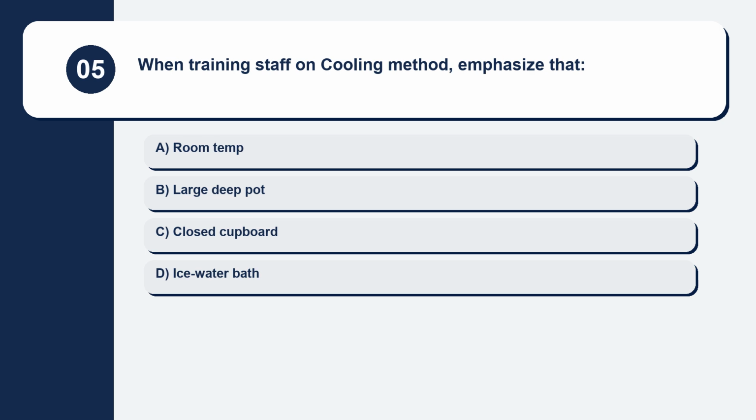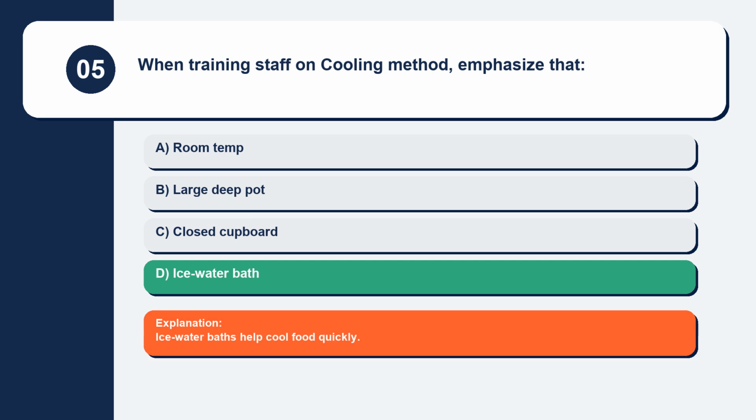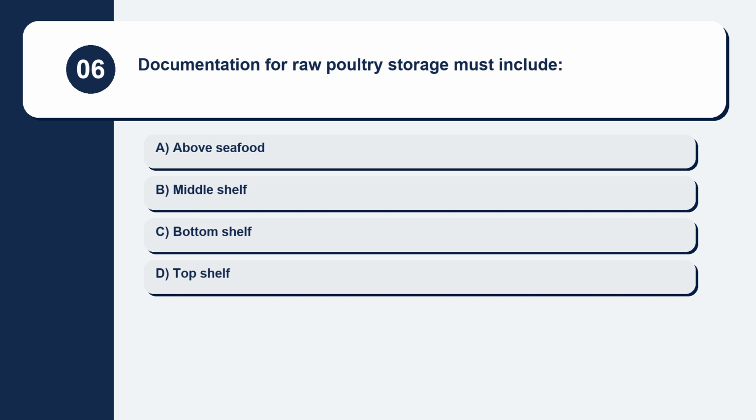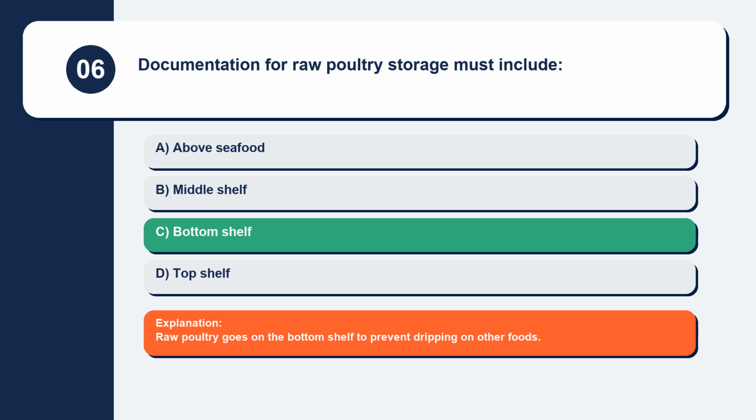Question 5. When training staff on cooling method, emphasize that: room temp, large deep pot, closed cupboard, ice water bath. Ice water baths help cool food quickly. Question 6. Documentation for raw poultry storage must include: above seafood, middle shelf, bottom shelf, top shelf. Raw poultry goes on the bottom shelf to prevent dripping on other foods.